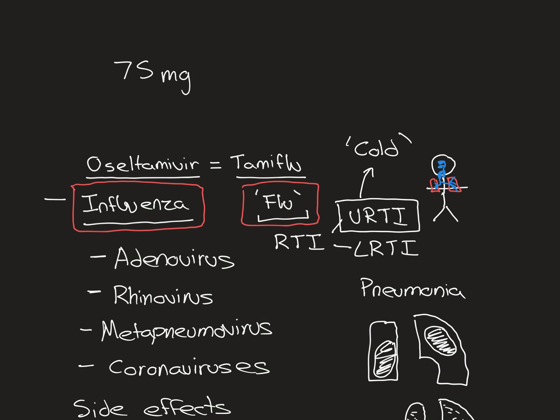So 75 milligram capsules, and it's oral, and we give it twice daily, and it's for 5 days normally that we treat it for. But that treatment can be extended to 10 days if they're not getting better.